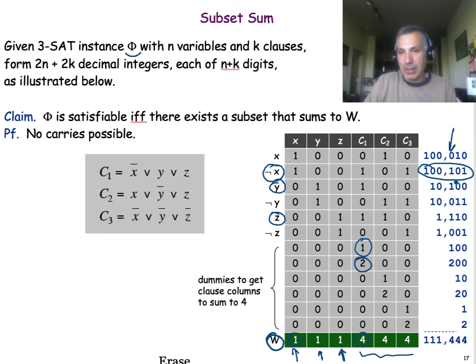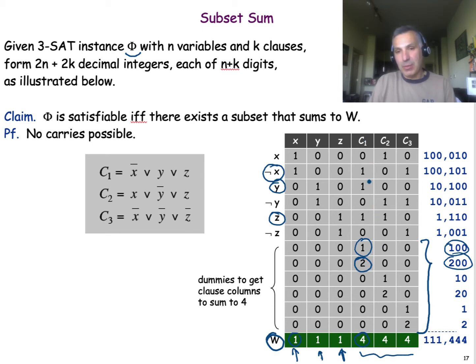But what cannot happen is that if we haven't selected any of these numbers, if none of these three literals, in other words, is true, then we cannot get a sum of 4, because the only numbers that we would select here would be 100 and 200. Well, that gives us in this column a sum of 3, not a sum of 4. So by creating these numbers here and by selecting an appropriate subset of them, we can always make sure that in a satisfiable expression, every clause is satisfied, and so we can always pick numbers that correspond to the literals that are true in each clause.